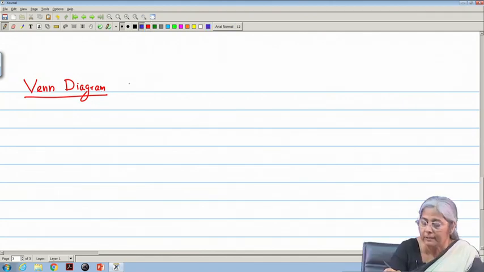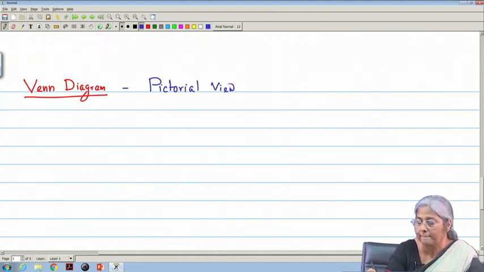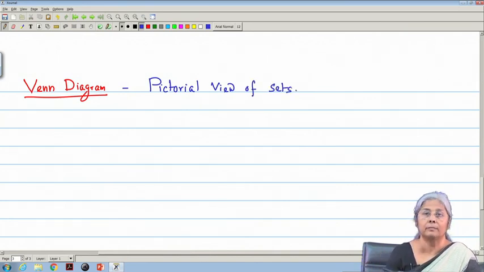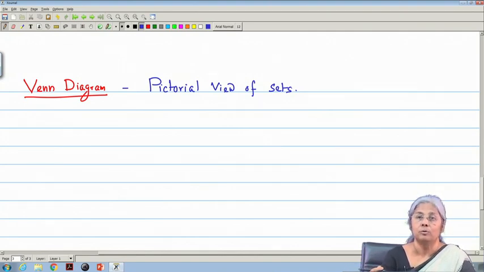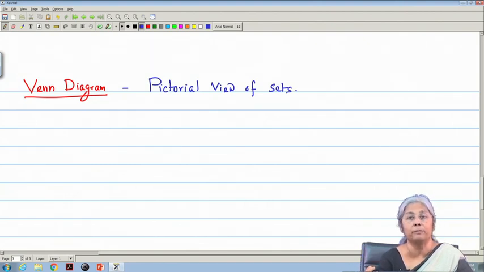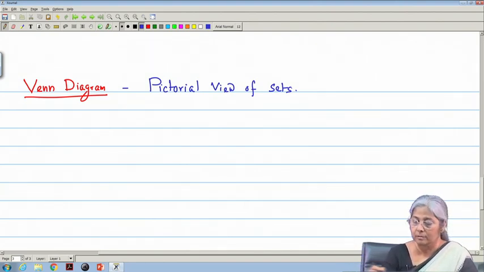So, we define Venn diagram as a pictorial view of sets. It is an aid or tool to work on sets and the different operations of sets. Okay.